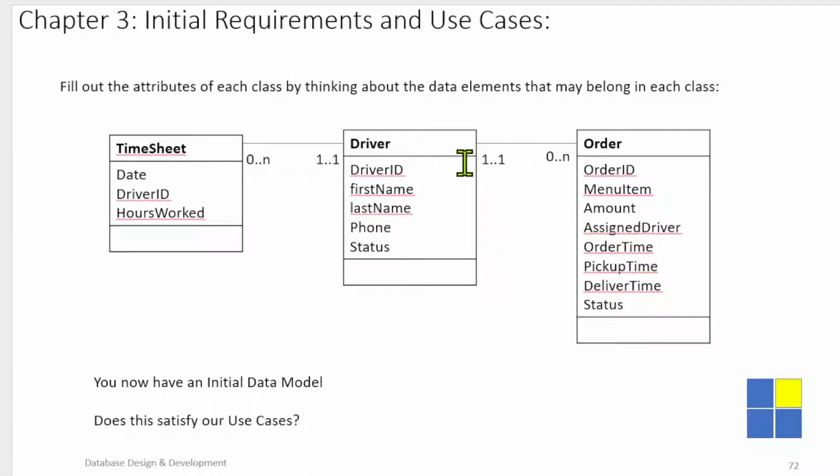And the same thing here. You're a driver, and if you got hired, you might never have had an order, but you can have many orders. And these are just some standard ideas. Driver: name, last name, first name, phone, status. Order: order ID, menu, amount, status, pickup.